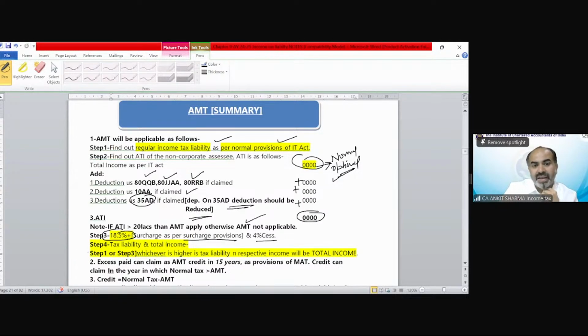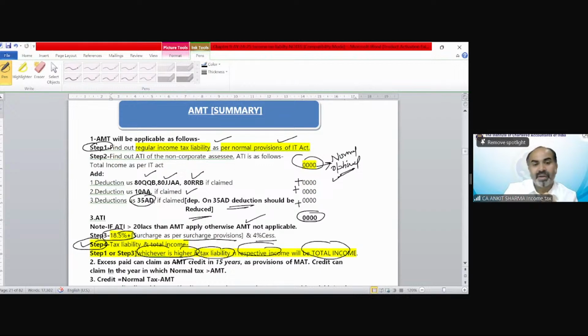Tax liability as per point number 4 we need to find out. So first of all, what we have done, we have found as per step number 1 the normal income and the tax thereon. Now as per step number 3, the ATI and the tax thereon. Now tax payable would be as per step number 1 or 3, whichever is higher, that is our tax liability, and the respective income will be my total income.